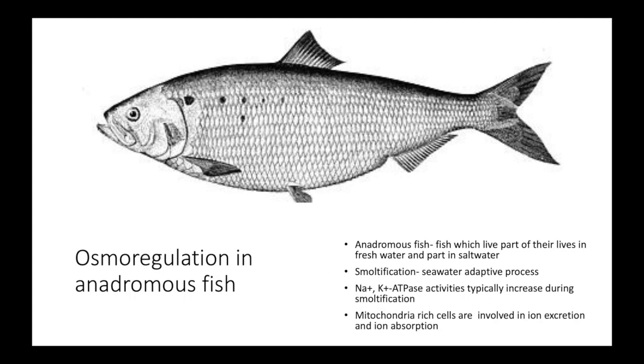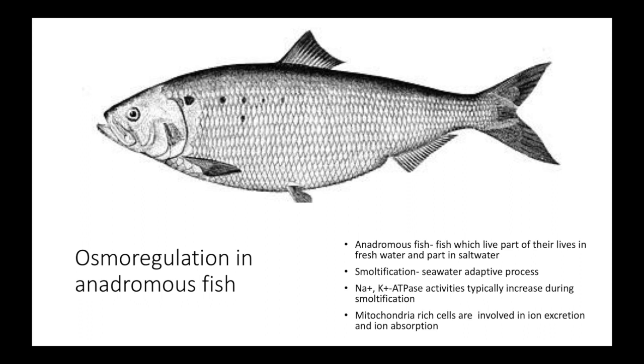The third example I will be looking at is osmoregulation in anadromous fish. To start off, anadromous fish are a type of fish, such as salmon, which live for part of their lives in freshwater and part in saltwater. For this example, we will be focusing on the salmon species of fish in particular, since they are well known as anadromous fish. In salmon, the adaptive process to seawater is referred to as smoltification.